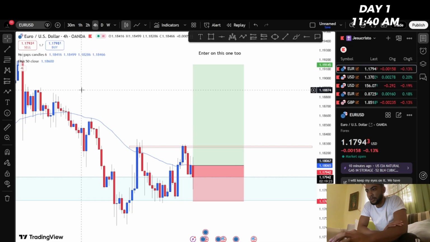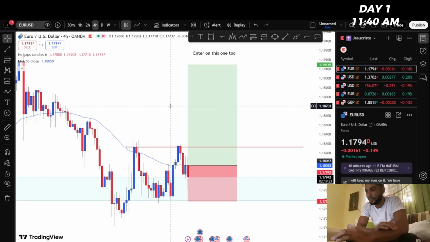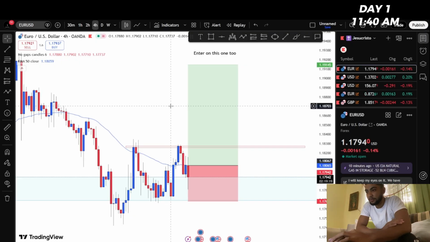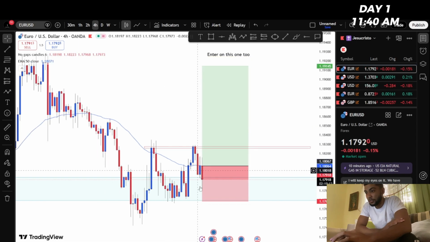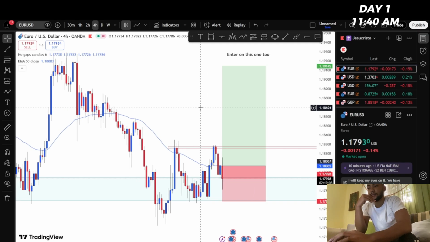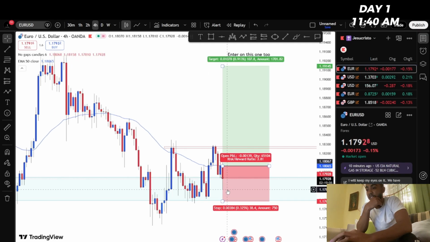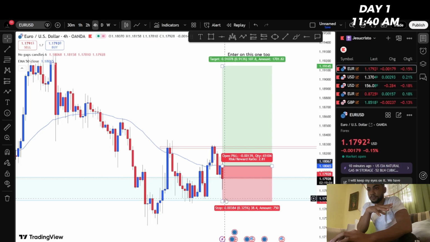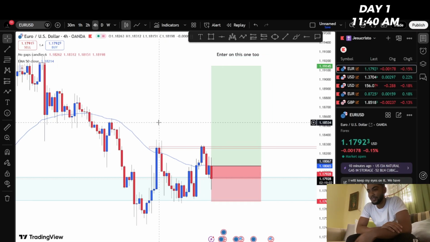Alright guys, market update, and as you can see, price is clearly rejecting. That's what it seems like, rejecting this area of interest right here. And if price gets to my stop loss, I wouldn't say that I don't care, but I accept it.